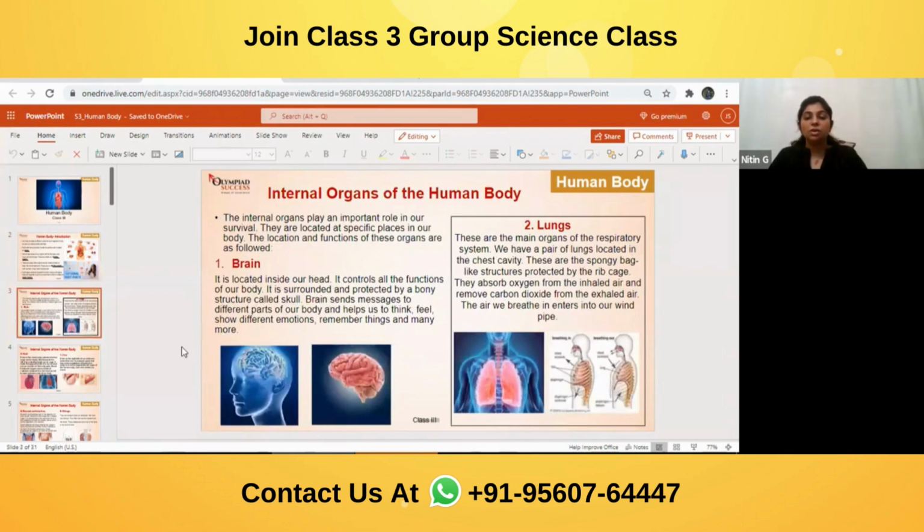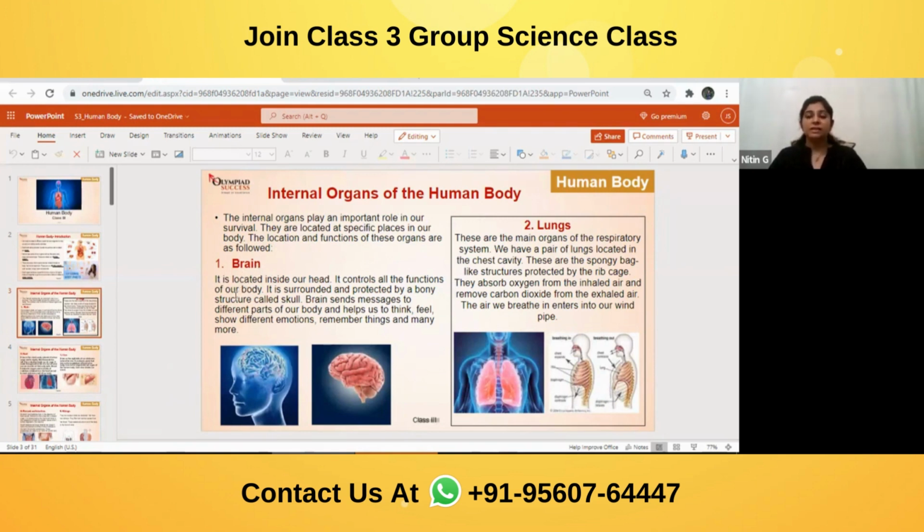Coming to internal organs of the body. The internal organs play an important role in our survival. They are located at specific places in our body. The location and function of these organs are as follows.